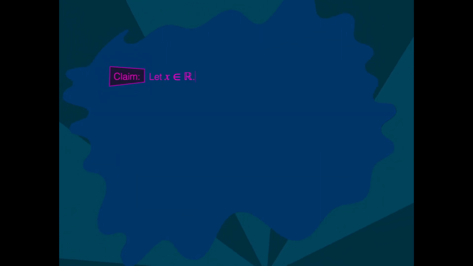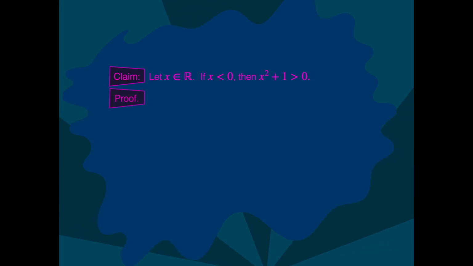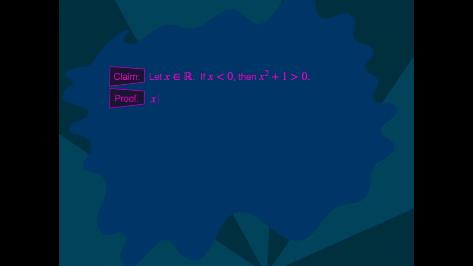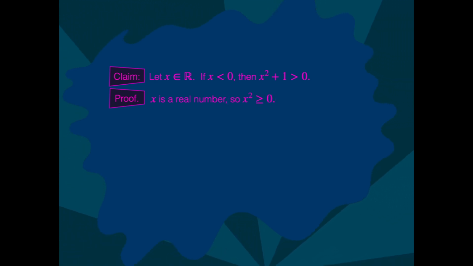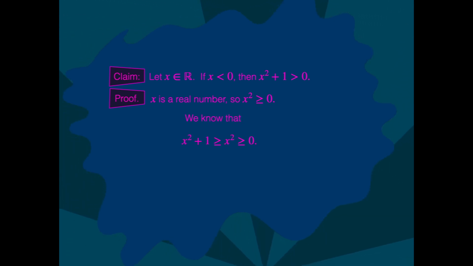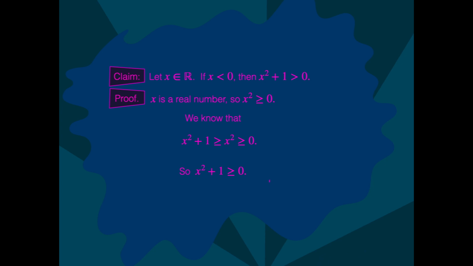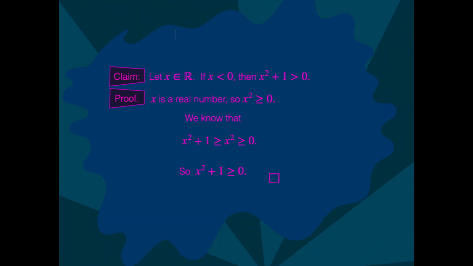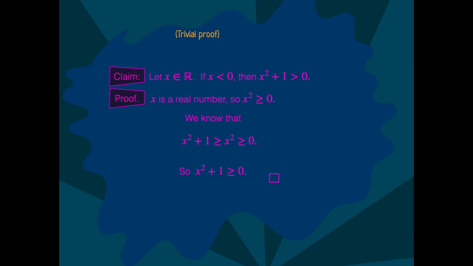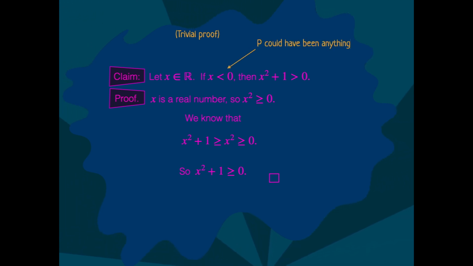Alright, so we're going to do two examples. The first example, if we let x be a real number, then if x is less than 0, then x squared plus 1 is greater than 0. Now we know that x squared is always positive, or 0. And so if we add 1 to that, it's going to be greater than x squared. So we can say that x squared plus 1 is greater than or equal to x squared, which is greater than or equal to 0. And that means x squared plus 1 is greater than or equal to 0. And that's our proof. Basically, we just show that Q has to be true here. Q is always true, and P could have been anything, and that's what makes this a trivial proof.